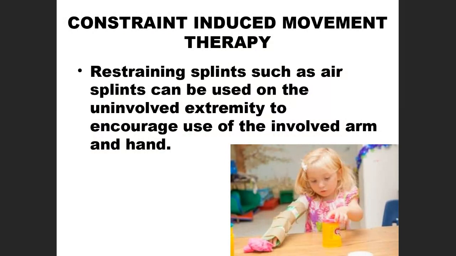One of the best physical therapy treatments reported till now for damage to the brachial plexus is constraint-induced movement therapy. A restraining splint such as an air splint can be used on the uninvolved extremity to encourage the use of the involved extremity and hand. So this can be used as a treatment strategy.